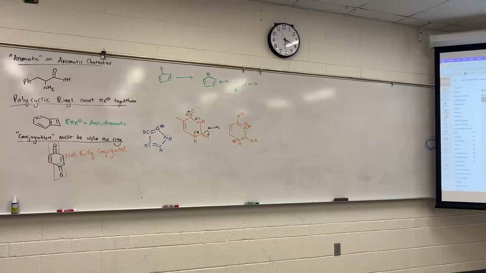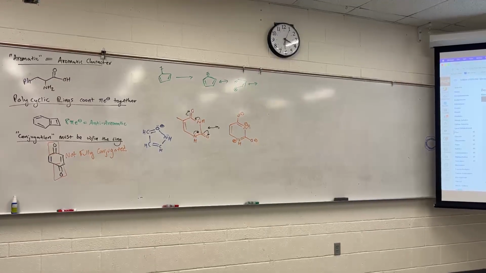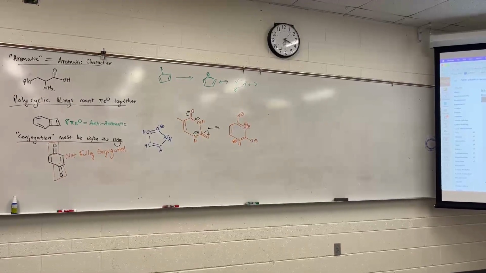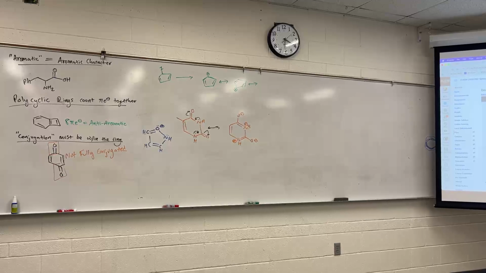I have a question. Every time we see a double bond, is that 1 pi electron? No, 2 pi electrons, because each line represents 2 electrons. A double bond is 1 pi and 1 sigma, and we won't care about the sigma. We're not dealing with triple bonds yet, right? No, and we probably won't.